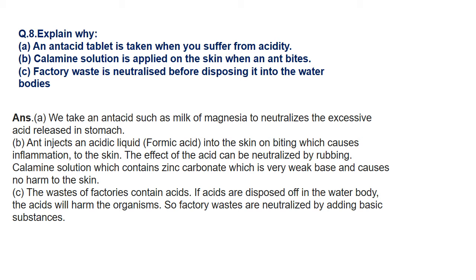Third one, factory waste is neutralized before disposing it into water bodies. The wastes of factories contain acids. If acids are disposed of in the water body, the acid will harm the organisms. So factory wastes are neutralized by adding basic substances.